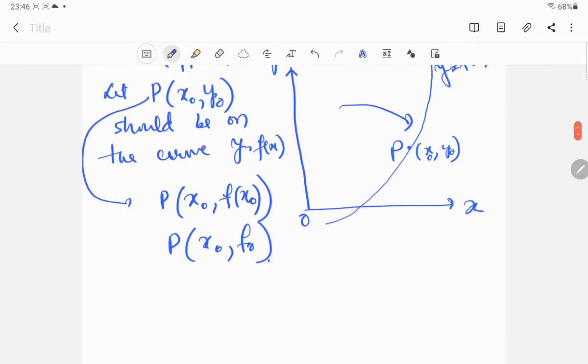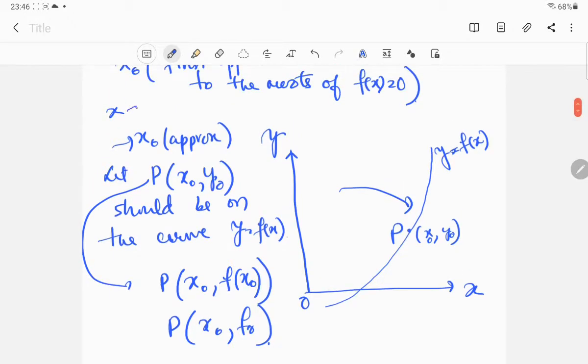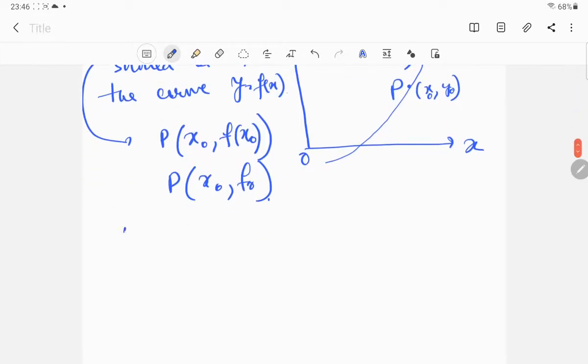To find the next approximation, because x naught is not a good approximation, suppose that x is the result. Now x minus x naught should be approximately equal to 0 if it is the correct answer, but since x naught is approximate, it is not equal to 0. So we want to make the gap smaller and smaller.